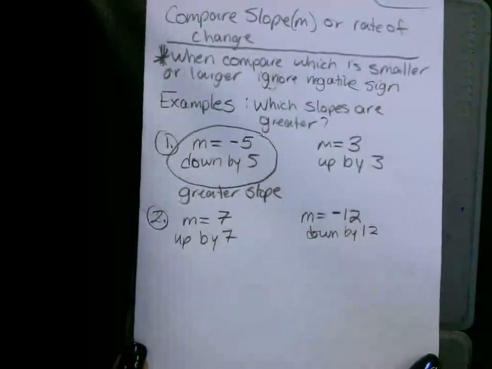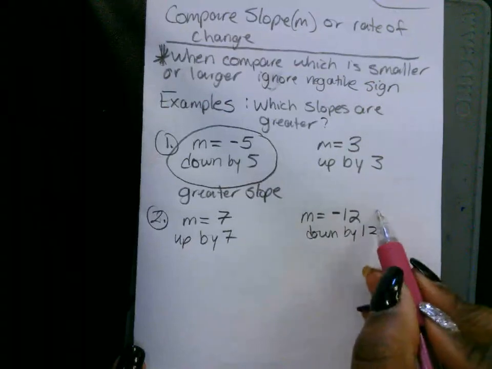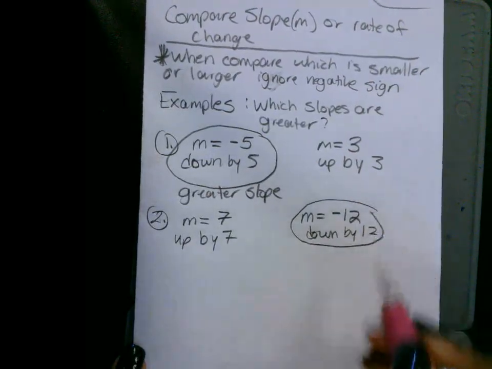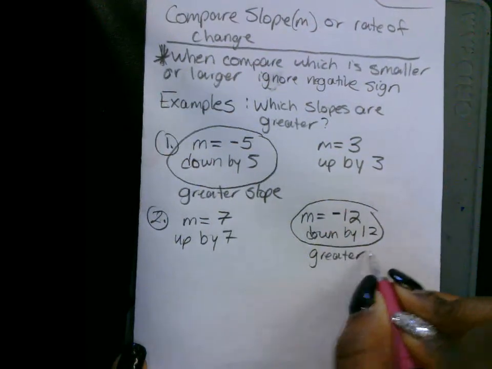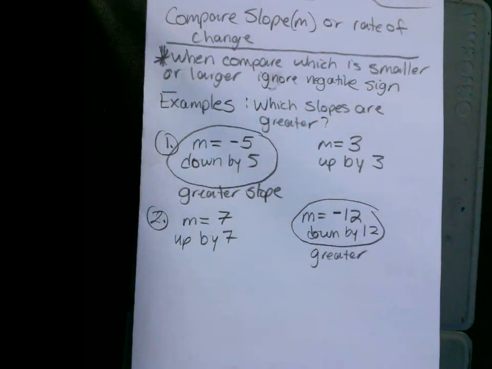So which one is going faster? The 12. Even though it's going down, it's still going faster. So this is the greater slope, because it goes down faster than it goes up. Very good. That is exactly right. Any questions about comparing slope?